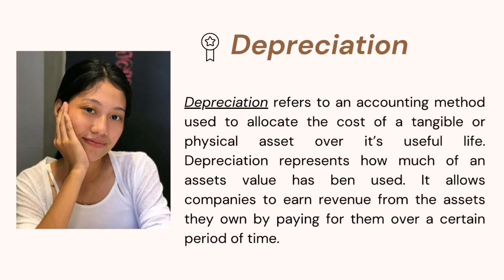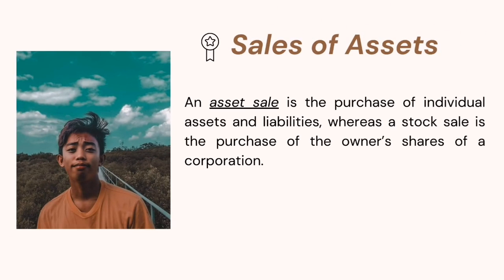Depreciation refers to an accounting method used to allocate the cost of a tangible or physical asset over its useful life. Depreciation represents how much of an asset's value has been used. It allows companies to earn revenue from the assets they own by paying for them over a certain period of time. Asset sales is the purchase of individual assets and liabilities, whereas a stock sale is the purchase of the owner's share of the corporation.